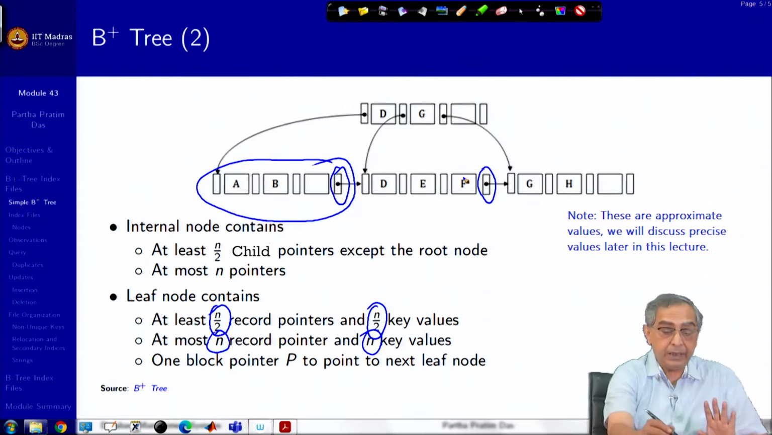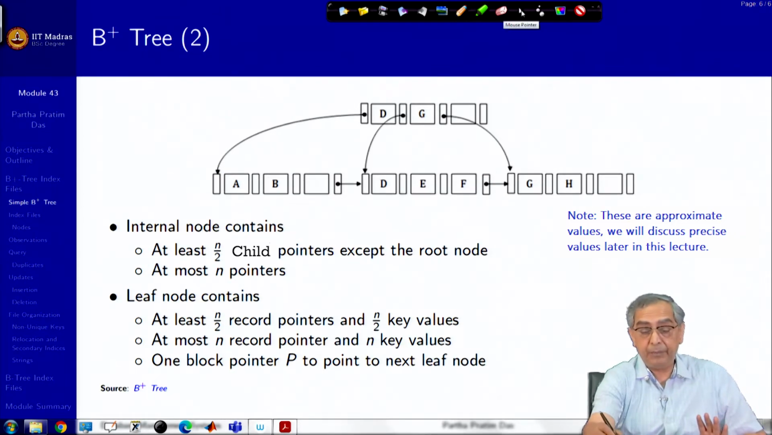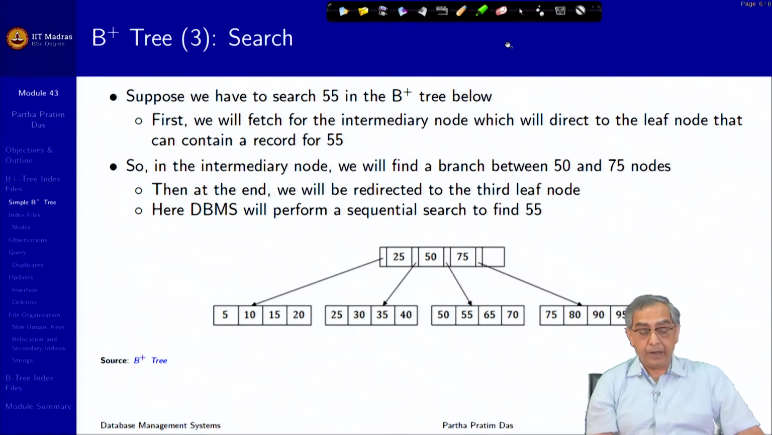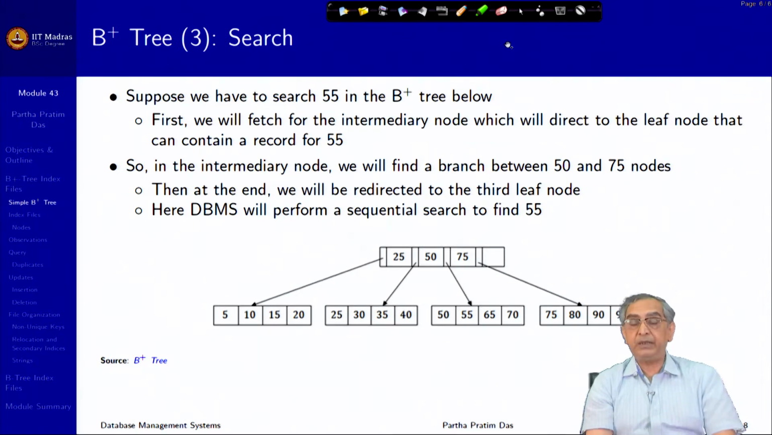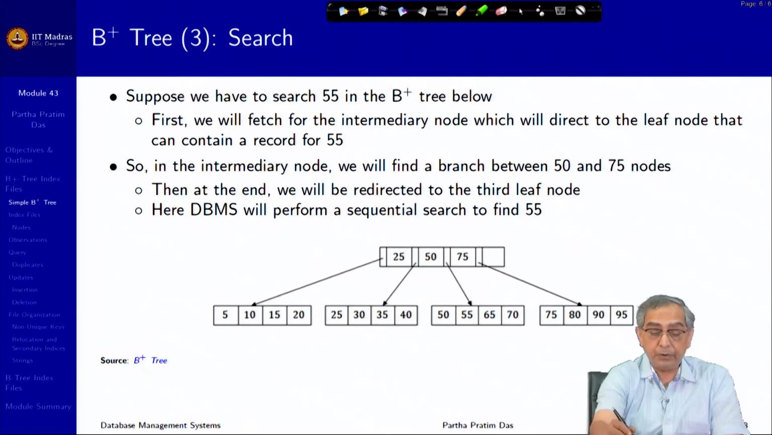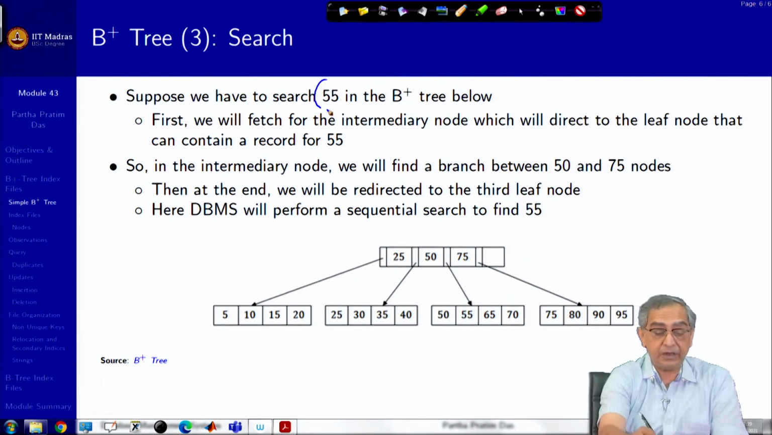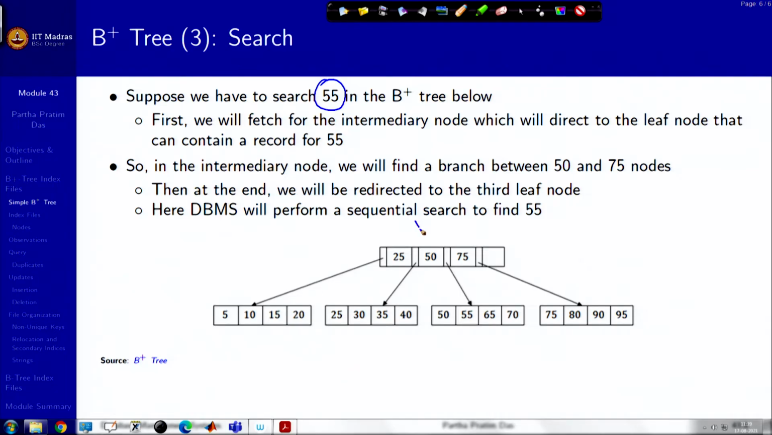So, that is the basic structure of a B plus tree. So, how do you search? Very simply, as we did in case of 2, 3, 4 tree. Suppose in this given tree I have to search for 55. So, I will start with the root, compare with 25, it is more, compare with 50, it is more, compare with 75, it is less.